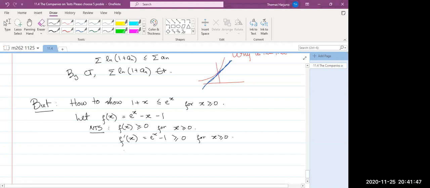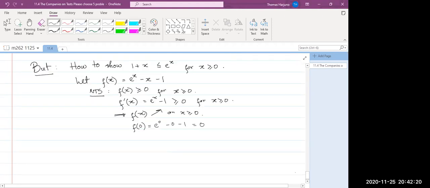Okay, in other words, f(x) is increasing on x greater than or equal to 0. Right? Now, what is f(0)? f(0) is e to the 0 minus 0 minus 1, that is 0.